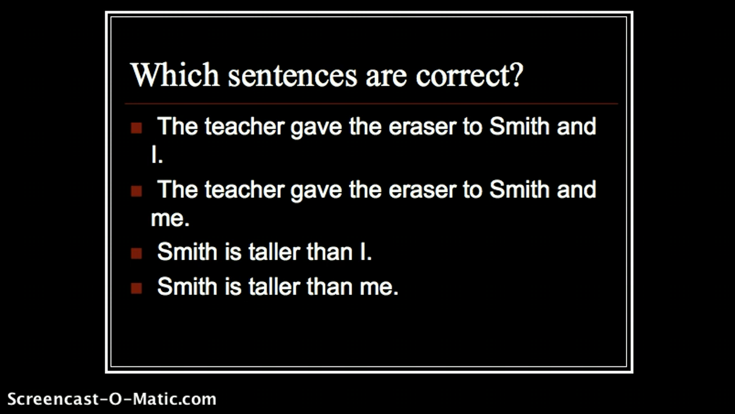We will read the first one and take out Smith. The teacher gave the eraser to I. Now let's read the second without Smith. The teacher gave the eraser to me, which is correct. That's right, the second one. The teacher gave the eraser to Smith and me.